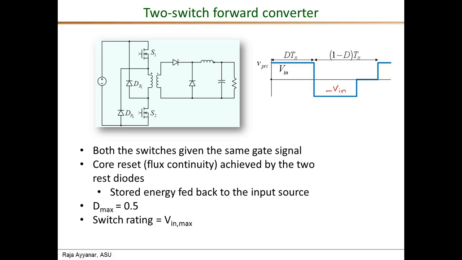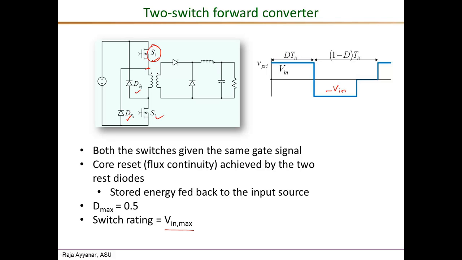An advantage of the two-switch forward converter is that even though you're using two MOSFETs, the voltage rating of each one of them is simply the maximum input voltage, Vin max. Consider when S1 is off, that is during the reset mechanism. We know that the diode DR1 is conducting, and DR2 as well. Both DR1 and DR2 are conducting. If DR2 is conducting, then this end is tied to the ground. Therefore, the voltage across S1 is simply Vin max.